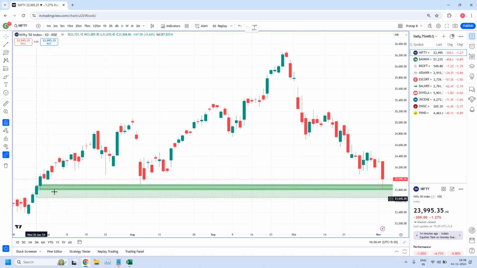How perfectly is it considered? See here, price entered the zone, just touched the zone and started moving. How many points? This is somewhere here, 23,892, so let me say 23,900 approximately. After it touched the zone, how many points has it given?